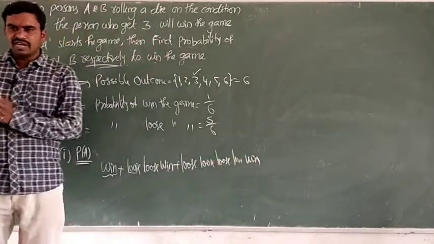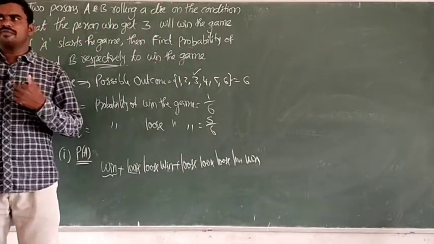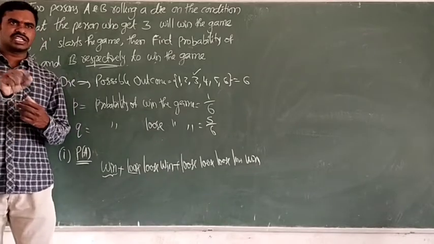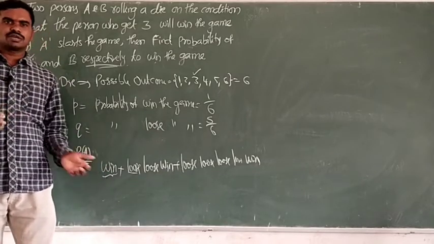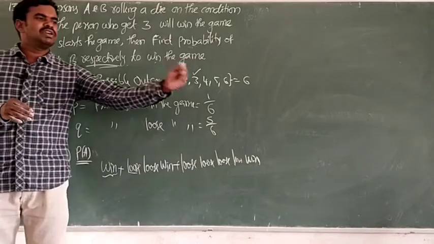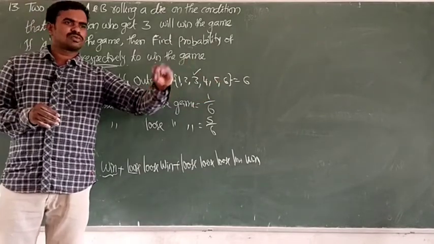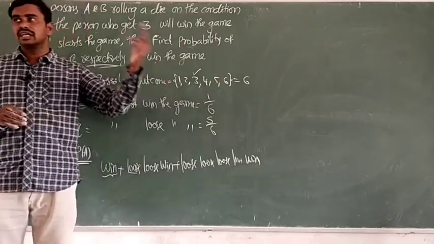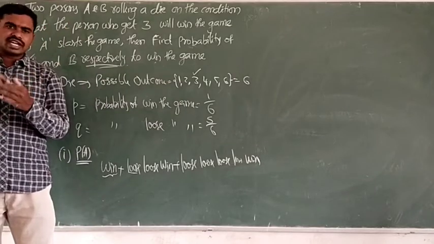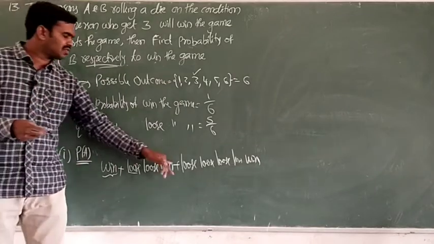Okay, first A will start the game. Suppose I am A, I throw the die. If I get 3, I am the winner. Suppose I do not get 3, then B will take a chance. B also, suppose he does not get it, then again in the third position I will get a chance. If I get it in the third position, I am the winner.